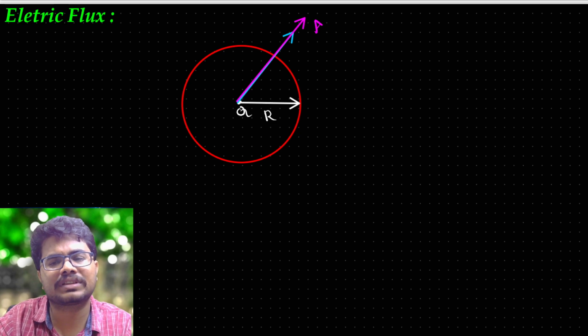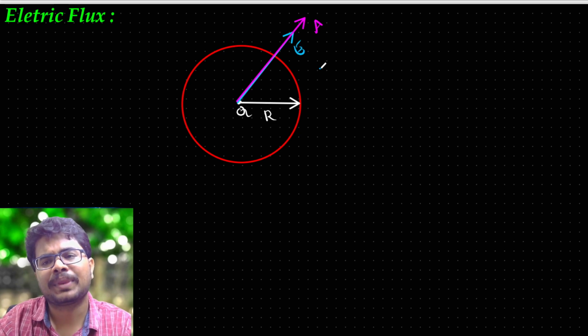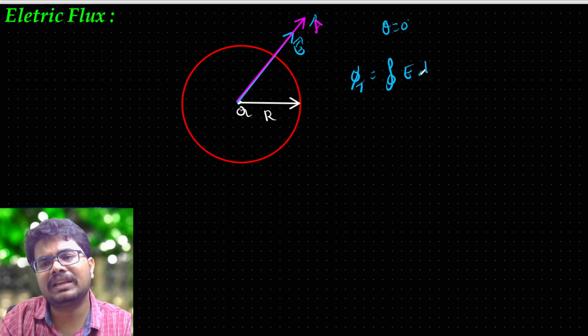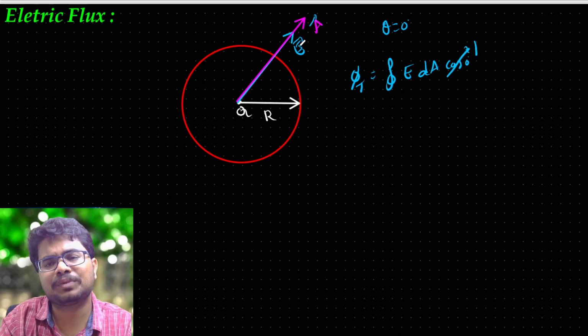And one more thing: this is the electric field. What is the angle between these both? Both are in the same direction, so the angle is theta equal to 0 degrees. Therefore, what is the flux in the basic formula? Total flux equals closed integral E dA cos theta. Cos theta in this case is cos 0, which is 1, because both are in the same direction.